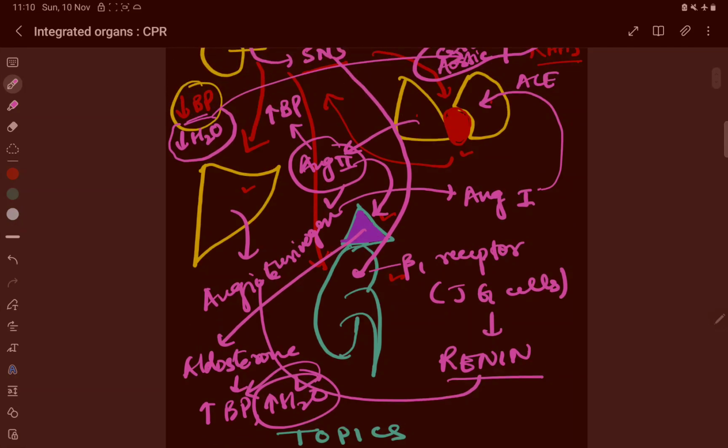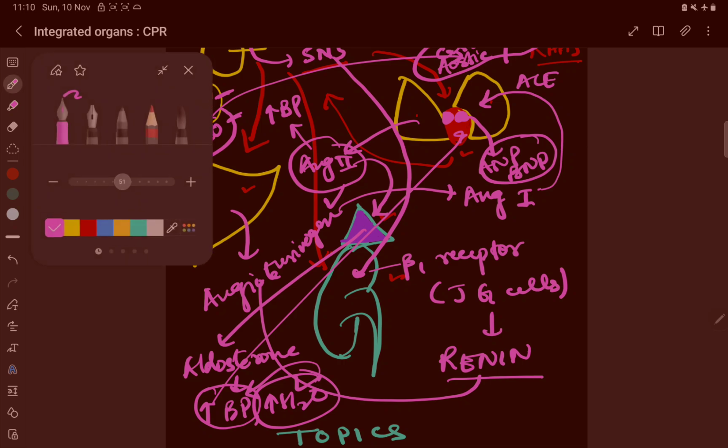So when the deficiency was relieved, what will happen? This all will go to the heart, and in the atria there will be stretching. There will be an increase in the water content, so there will be stretching of the atria and release of ANP and BNP, atrial natriuretic peptide and BNP.